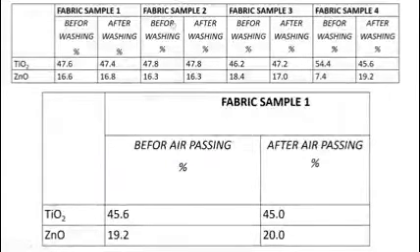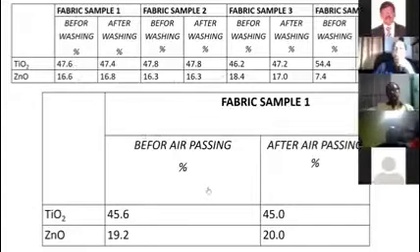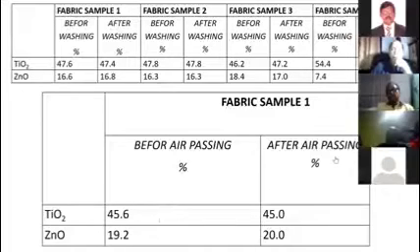We can also measure titanium dioxide and zinc oxide contents using XRD before washing and after 25 washes. You see the amounts measured using XRD hardly change. So this is what I said: before air passing and after air passing at a high rate for 24 hours, there is hardly any change. So 45.6, 19.2, 45.20, almost the same ratio.